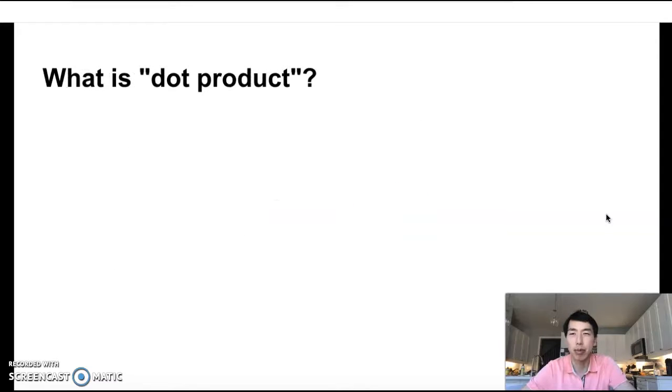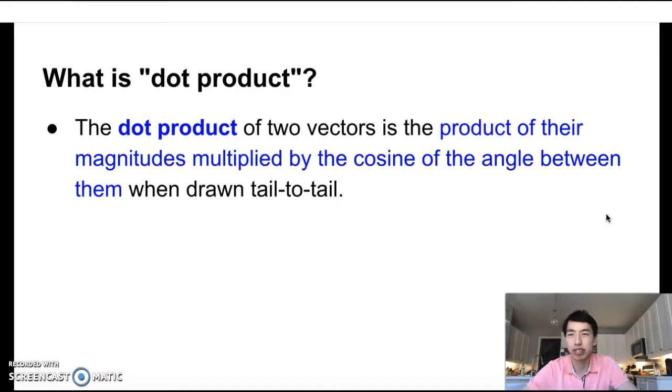What is the dot product? So first I'll write out the definition in words. The dot product of two vectors is the product of their magnitudes multiplied by the cosine of the angle between them when drawn tail to tail.